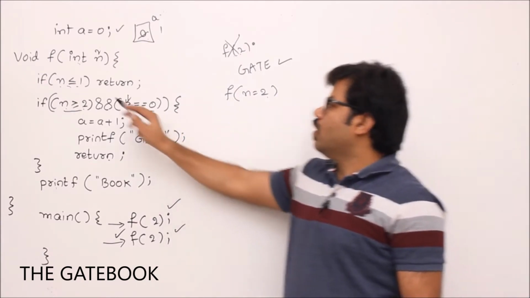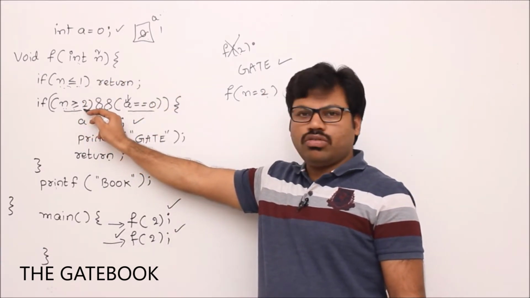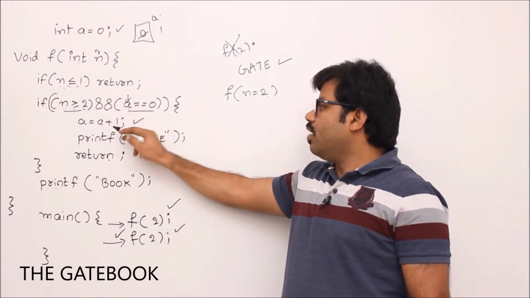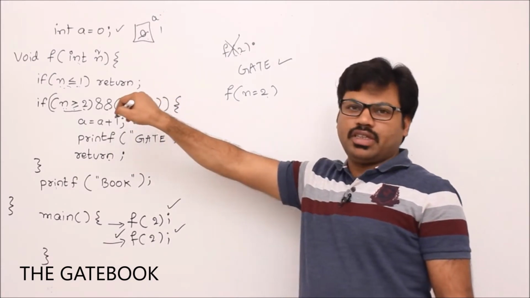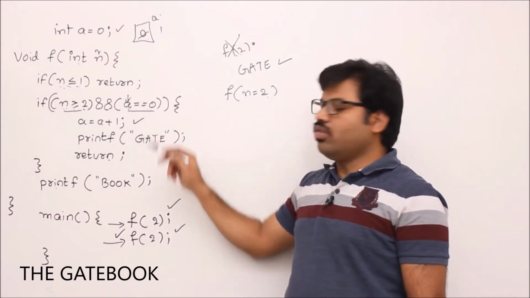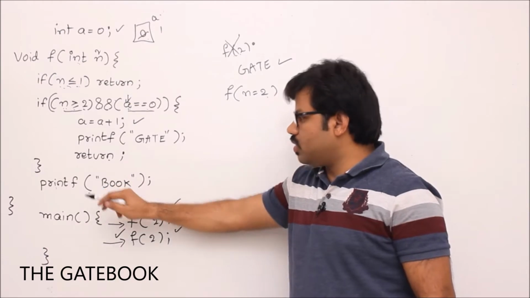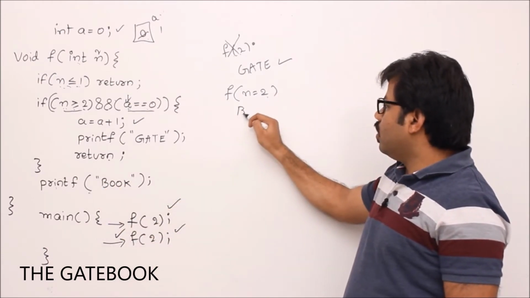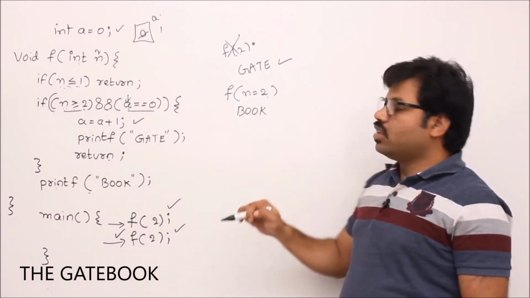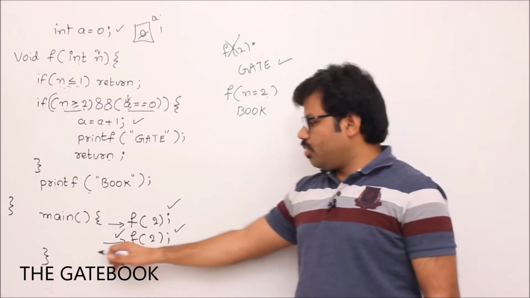Let's try. 2 less than or equal to 1, false as before. Then control comes here. 2 greater than or equal to 2, yes. But a was incremented by the previous call. So this time a will be 1. 1 equal to 0? False. Then this if condition becomes false and control comes here. Then printf book, so this will print book. Finally, one call prints gate, the second call prints book. Understand? After that the method is closed.